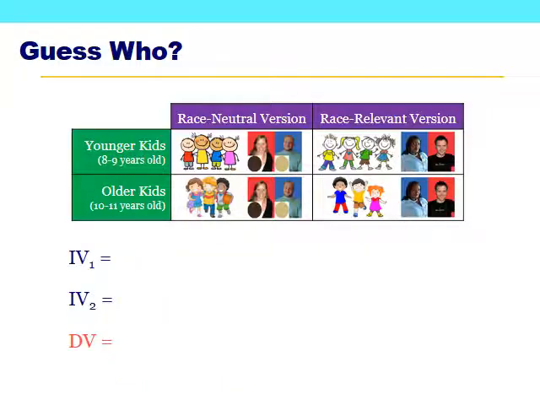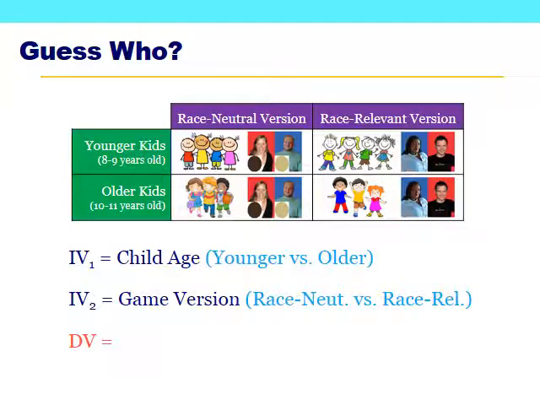We again have a 2 by 2 factorial ANOVA here. Our first independent variable is the child's age. We normally think of age as a continuous variable, but these researchers created two age groups, younger kids and older kids. Our second independent variable is which version of the game each kid in this study played. Some kids played the race-neutral version, other kids played the race-relevant version.